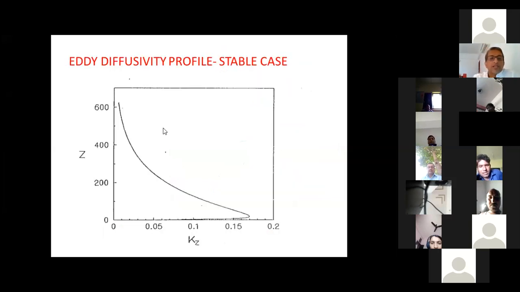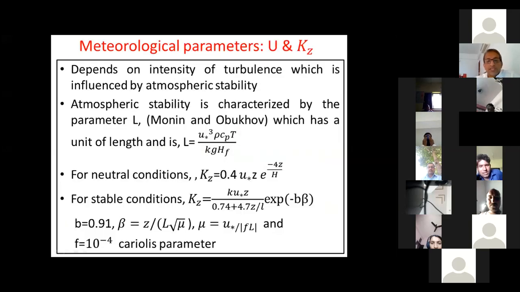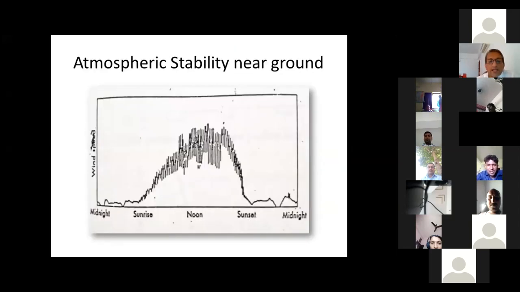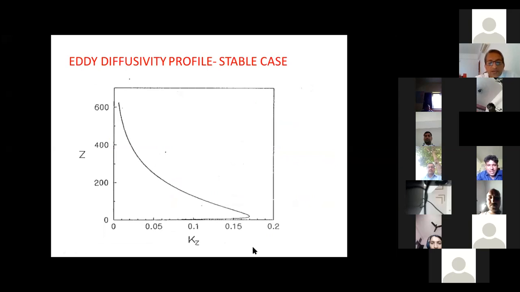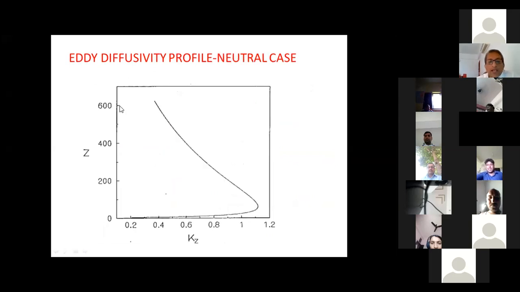So the eddy diffusivity, what I have shown you here, this equation for neutral and for the stable condition, as I told you, is all obtained experimentally and we are using it in this model. And if I put it in a profile, the profile of that eddy diffusivity in the stable case will be like this. And for the neutral case, it is like this.